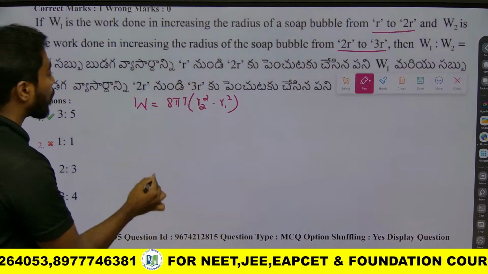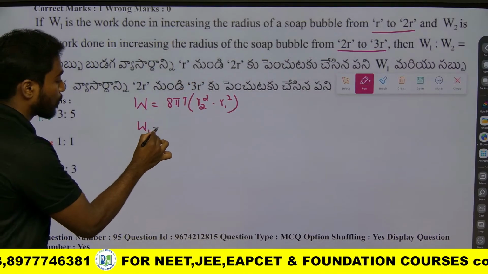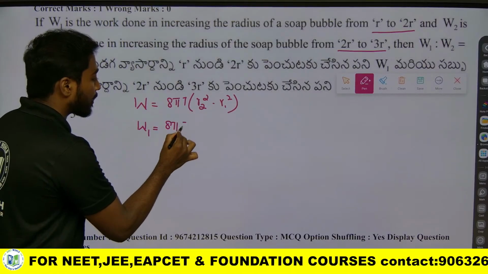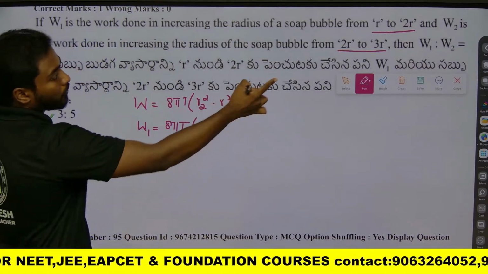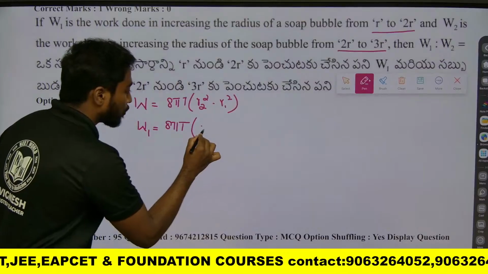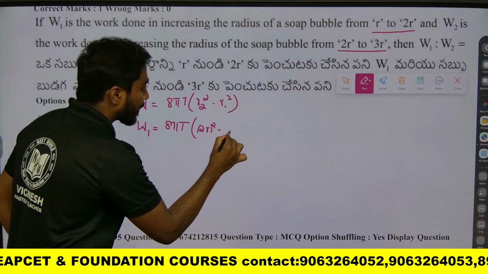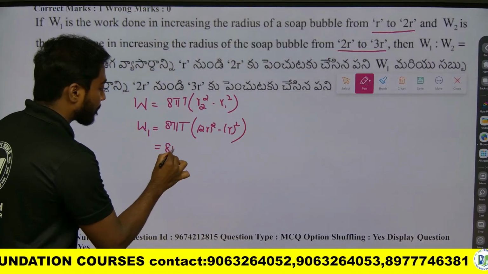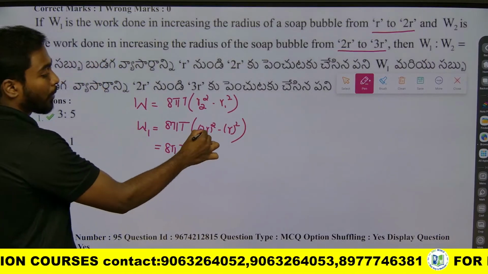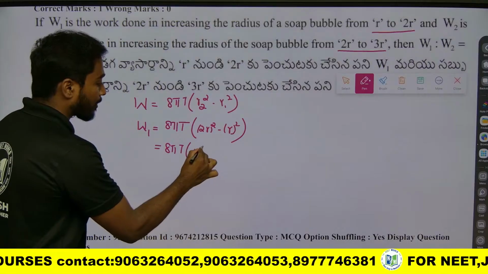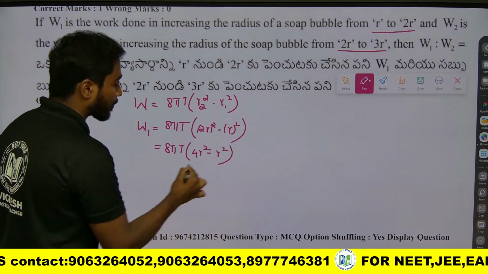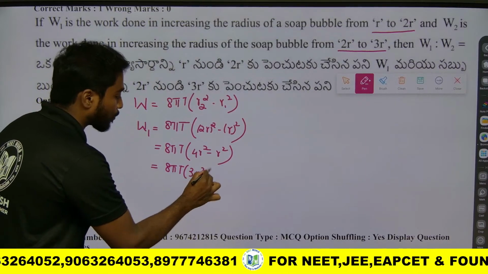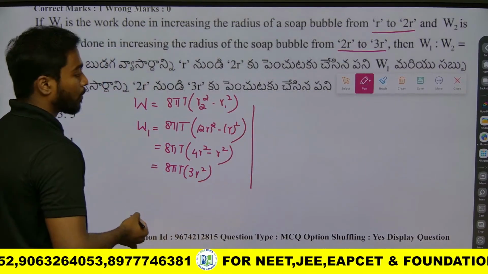So for W1, work done 1, which is equal to 8 pi T times (2R) whole square minus R square. So I'll get 8 pi T. So 2R square is nothing but 4R square minus R square, which is nothing but 8 pi T into 3R square. This is about work done 1.